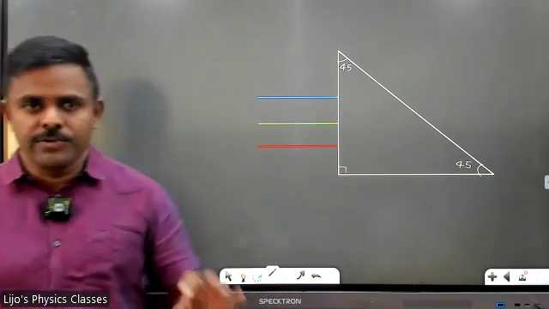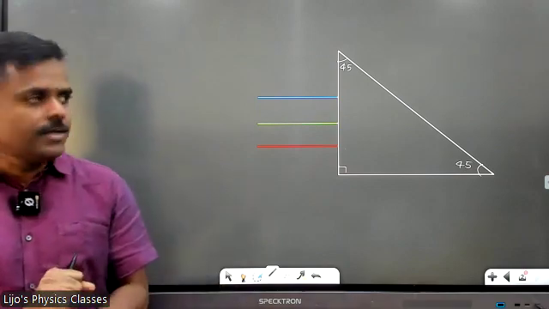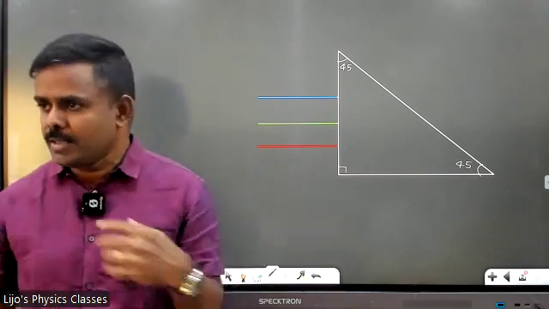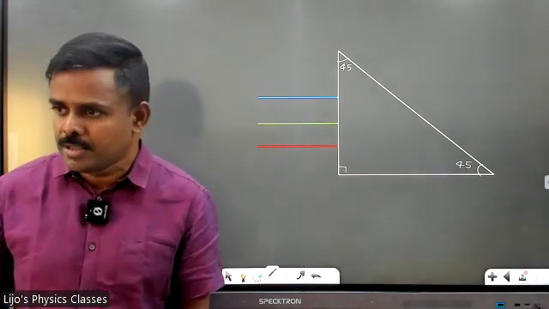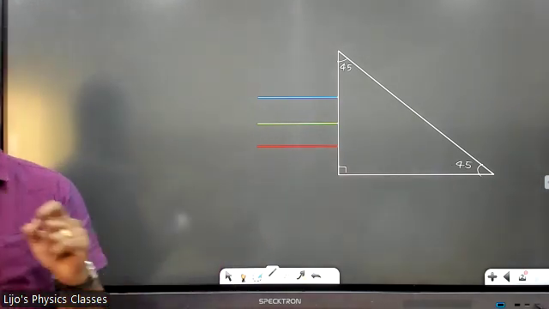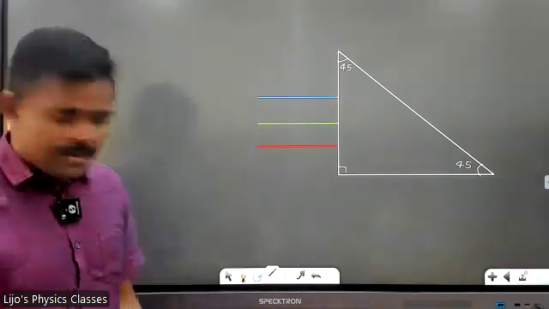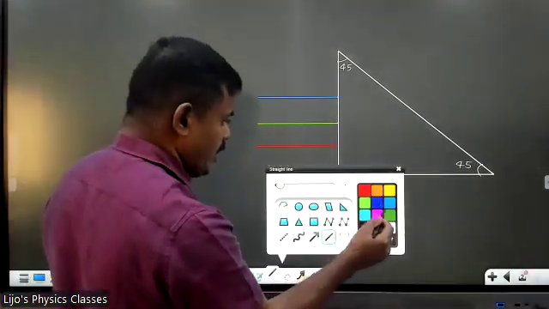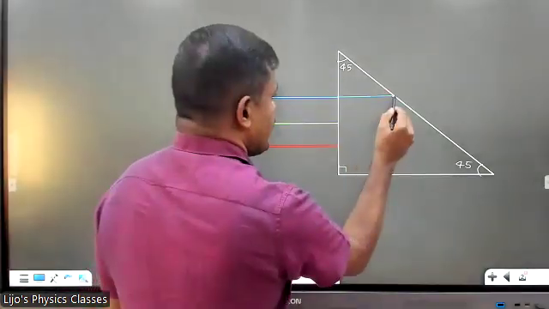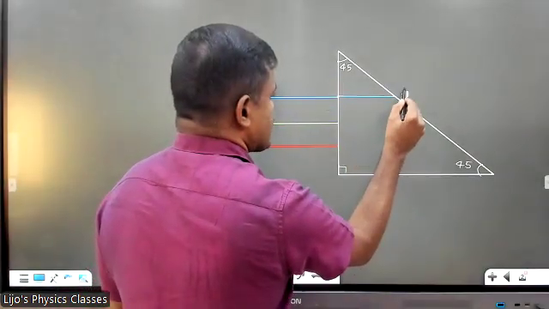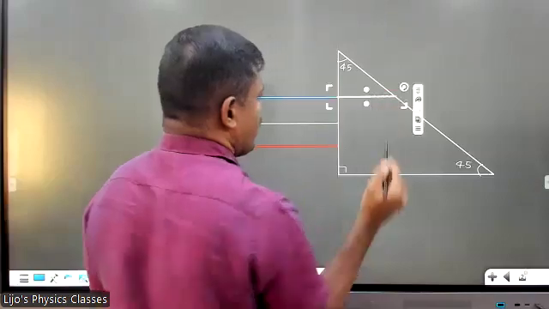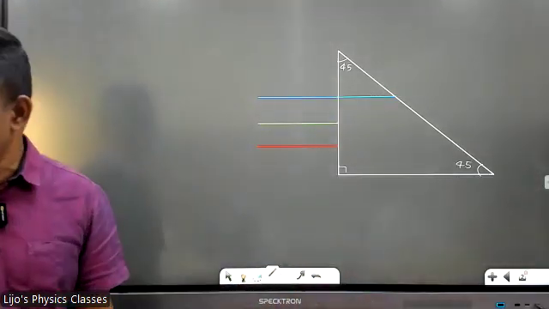Now listen to me. If you see last year's videos, you know I have done it by another method, but this time I'm doing it by a much easier method. Now see this. First of all, what happens to the ray that is falling normally? A ray that is falling normally will not undergo any deviation. It will go straight and fall on the second surface.